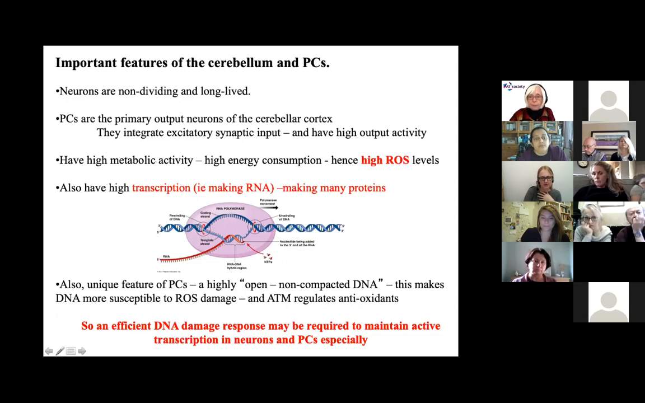So, yeah, I think it's something more connected with single-strand break repair and this active ability to maintain the active transcription and deal with that DNA damage, for which these cells are particularly vulnerable, given the whole nature of their metabolic activity and the fact that they're long-lived.